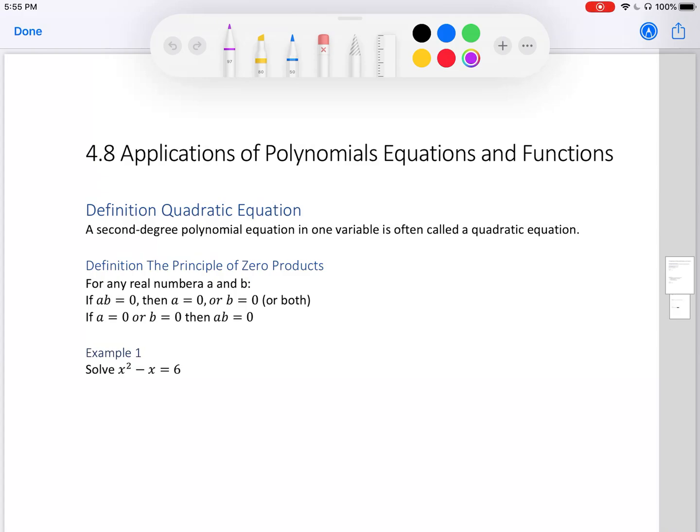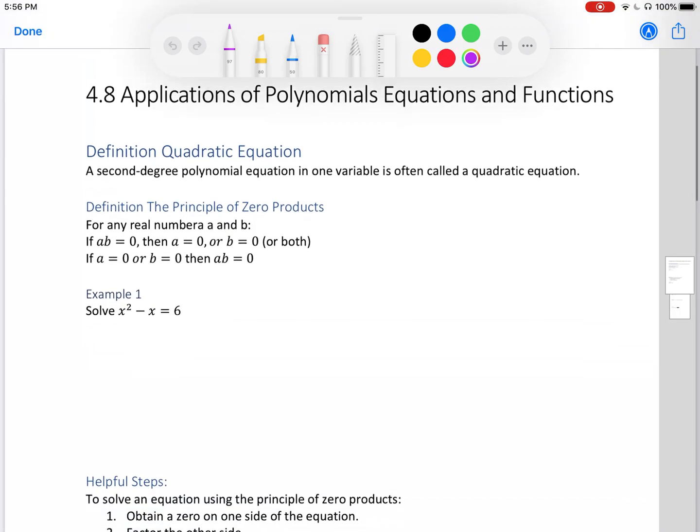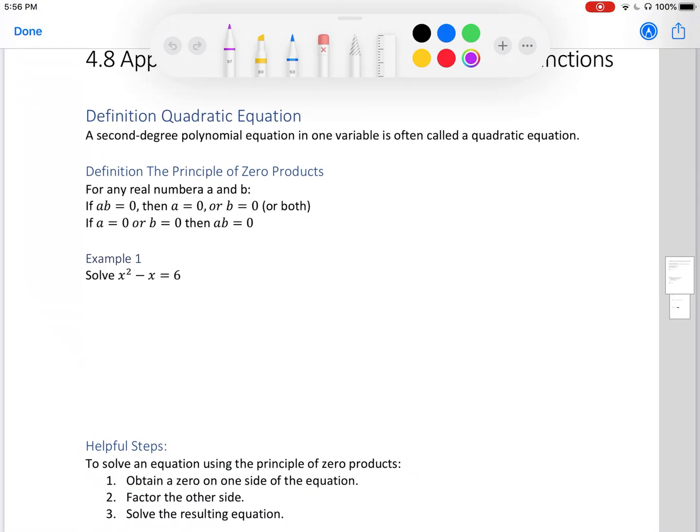Hello there. This is section 4.8, Applications of Polynomials, Equations, and Functions. Let's begin with the definition of a quadratic equation. It's a second-degree polynomial in one variable, often called the quadratic equation. What we mean by second degree is that the highest exponent is a 2.